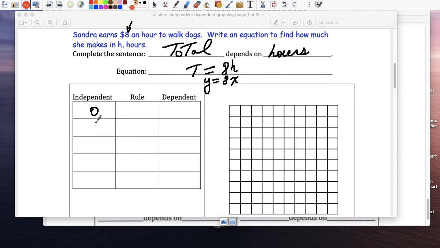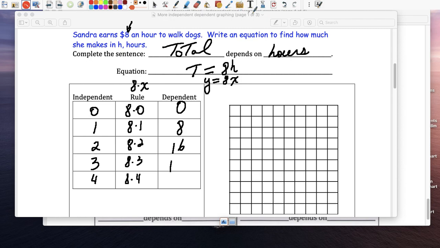So let's put some numbers: 1, 2, 3, 4. The rule here is we multiply every x value times 8. Here's my rule, 8x. So 8 times 0, 8 times 1, 8 times 2, 8 times 3, 8 times 4. 0 hours, $0. 1 hour, $8. 2 hours, 16. 3 hours, 24. 4 hours, 32, and so forth. This one's pretty straightforward. So here is the total, my y, my x, and the line.